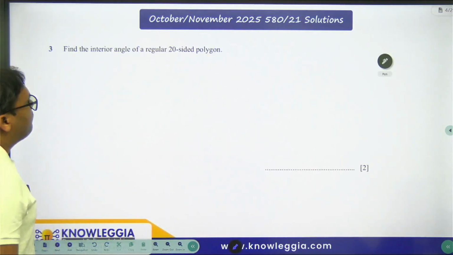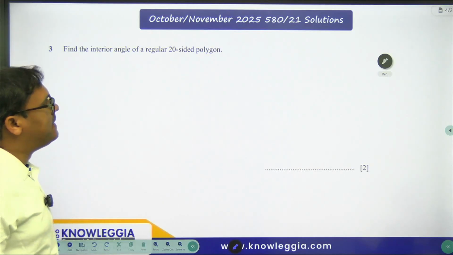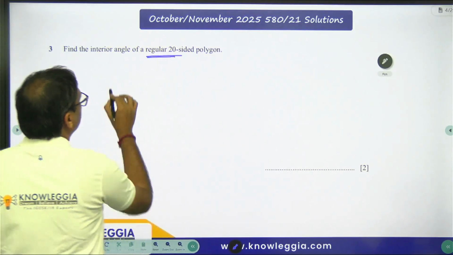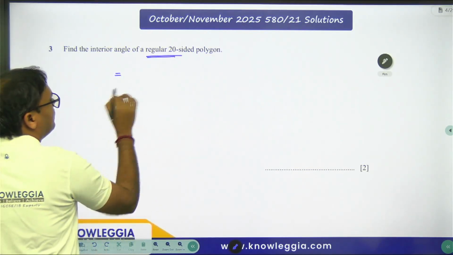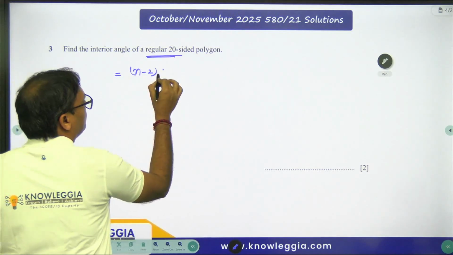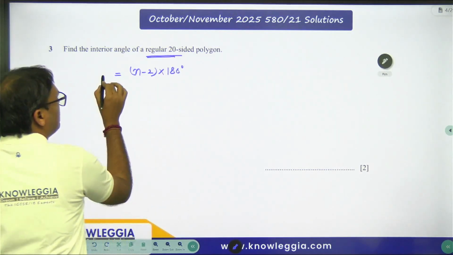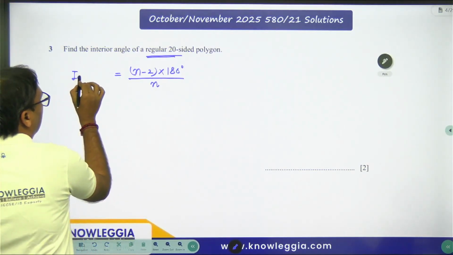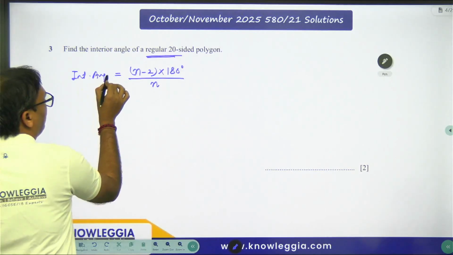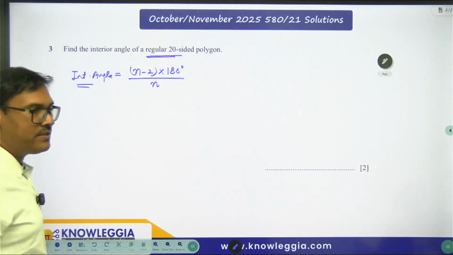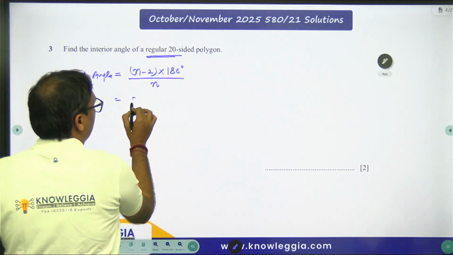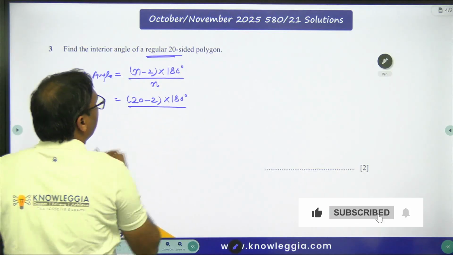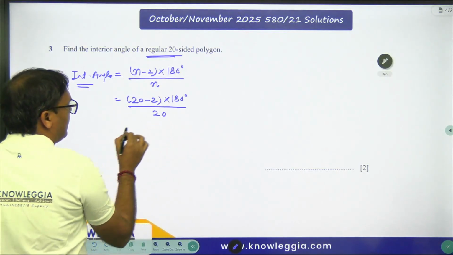So now next question. Find the interior angle of a regular 20-sided polygon. What is the angle of this? This is equal to n minus 2 into 180 degrees, which is the sum of all the angles, and all the angles are equal, so divided by n. So this will be the interior angle of a regular polygon. Now what is n? N is the number of sides. This is 20 minus 2 into 180 degrees divided by n. N is 20. So now let's calculate this.